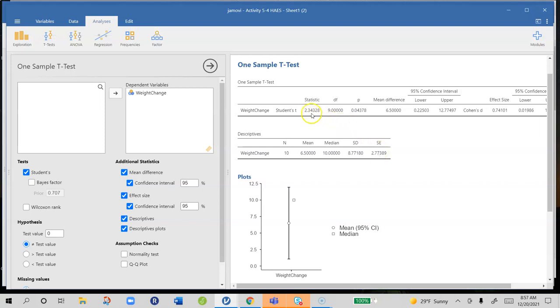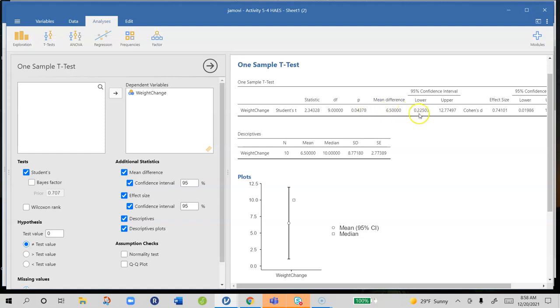So we computed a t-statistic of 2.34 and got a p of 0.04. That p would be fairly strong evidence against the null hypothesis, suggesting that the difference we're observing is probably a real difference. It's likely to be a real difference.